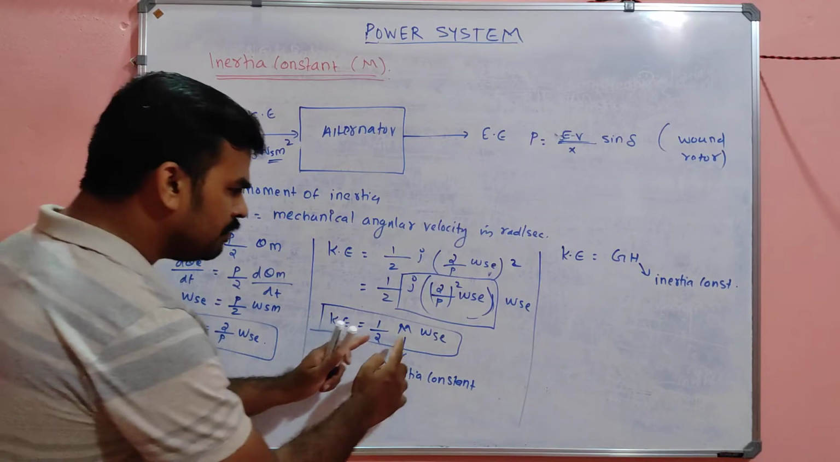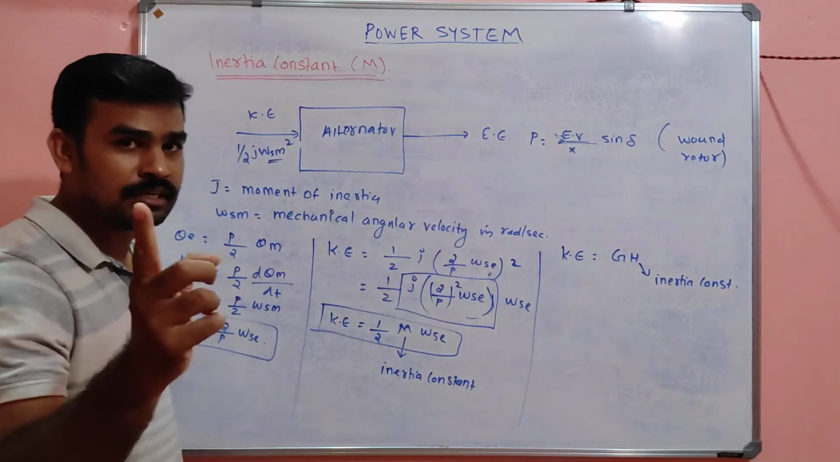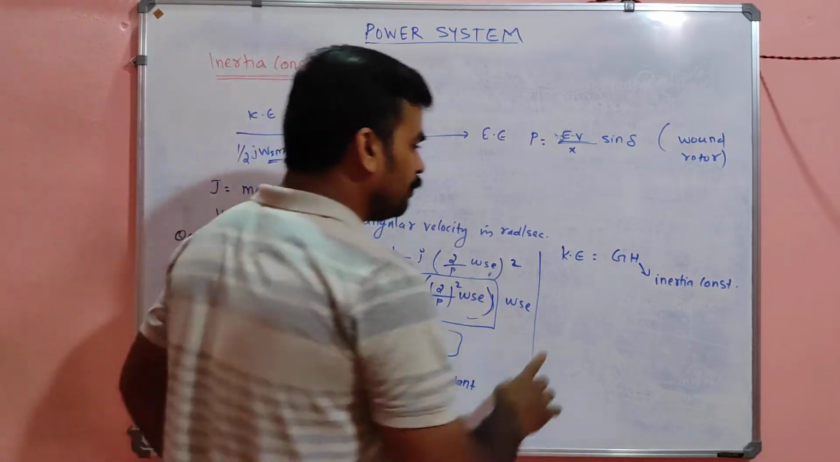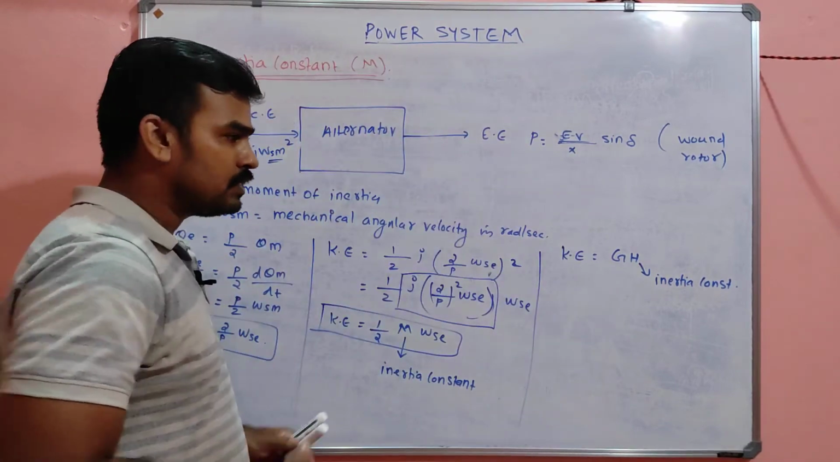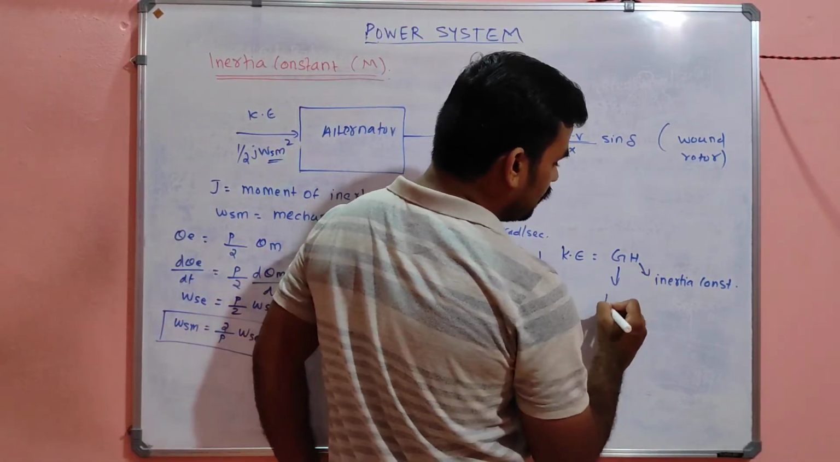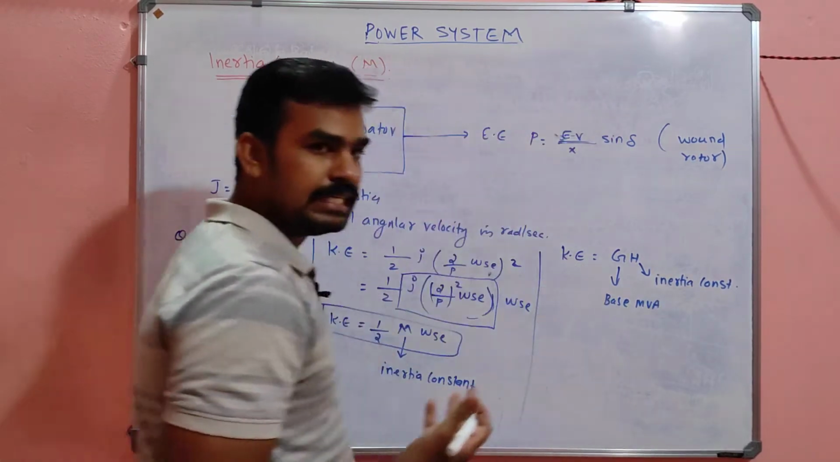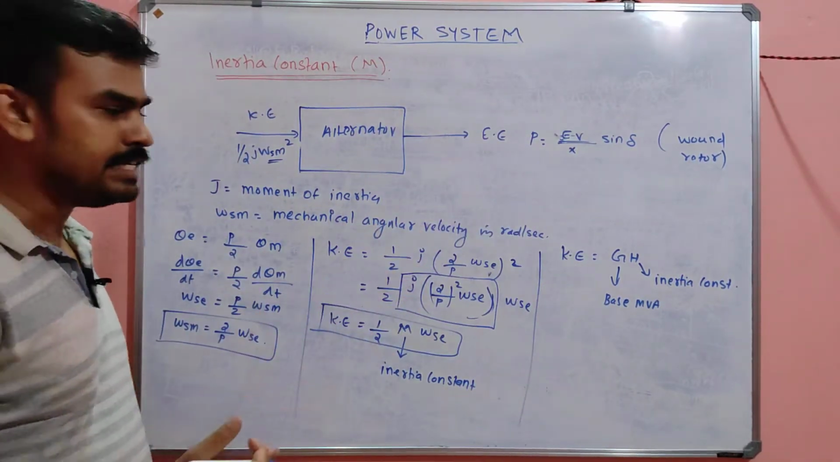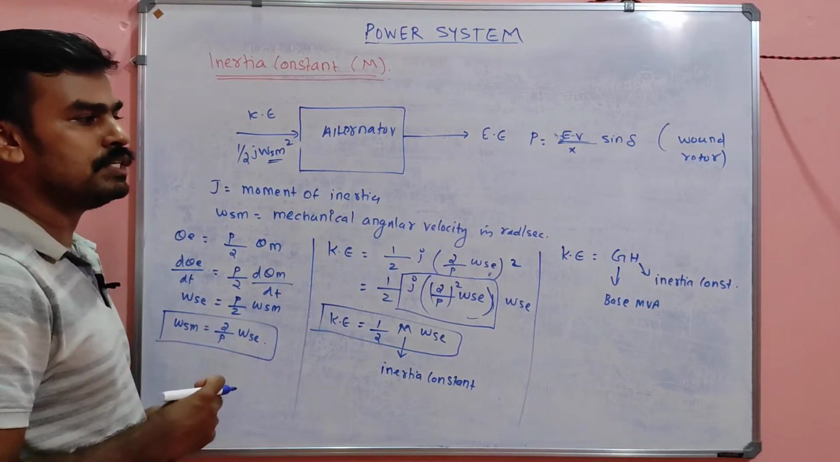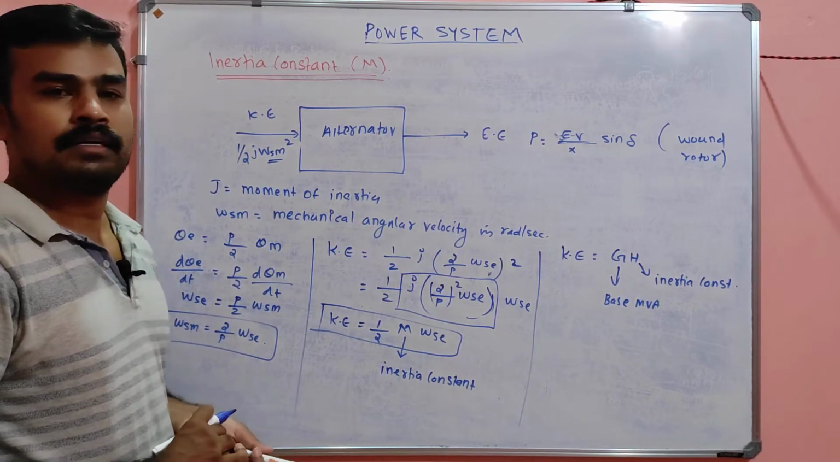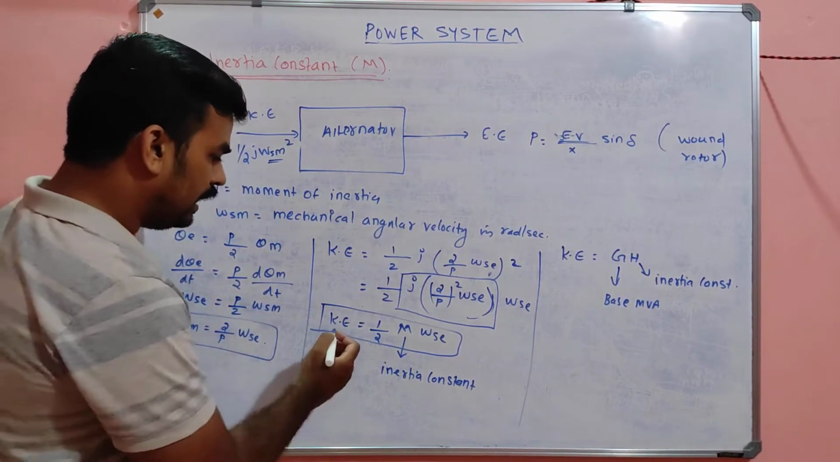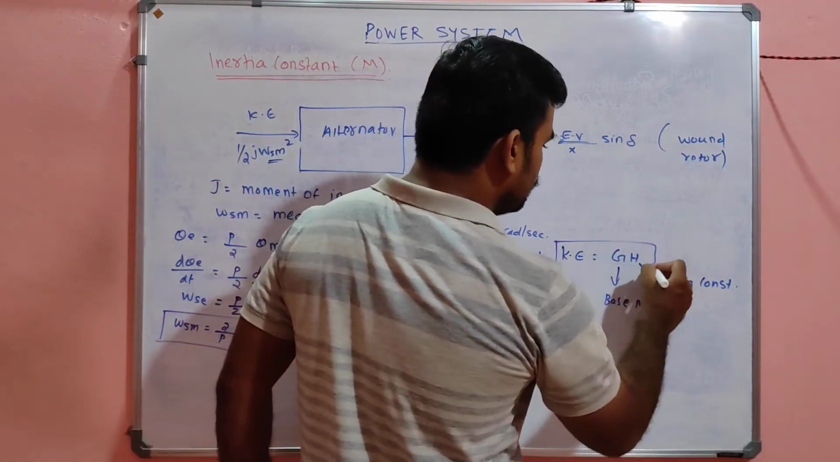What will be the difference between this M and this H? I will discuss later. Okay, just wait. So this K is equal to G into H. This G is nothing but, my dear, the base MVA. Base MVA or rating, simply voltage into current, that is the rating. So the rating of the machine into H will give you the value of the kinetic energy.